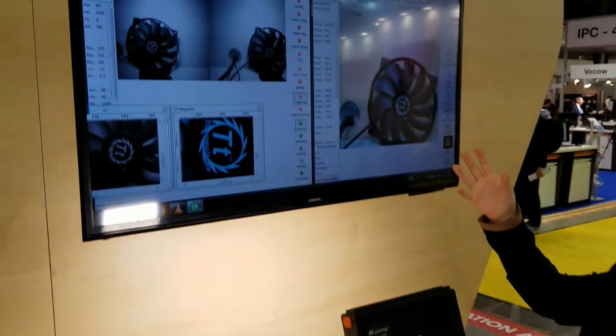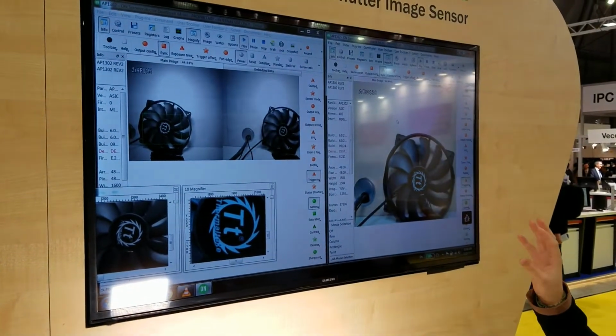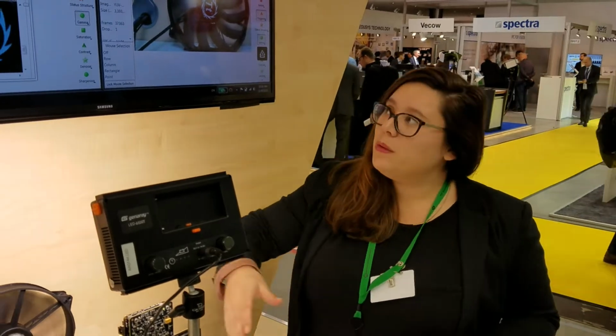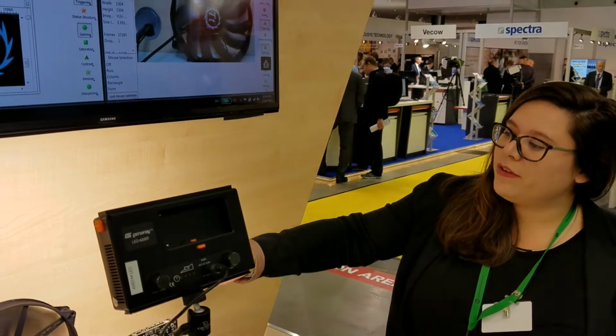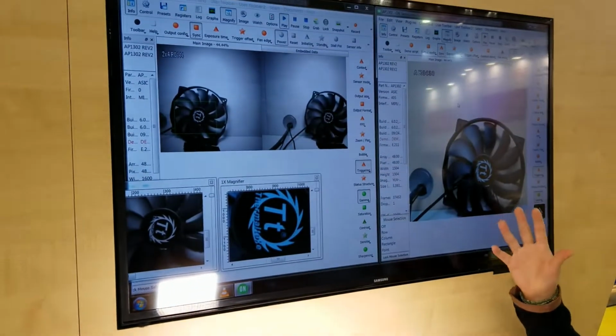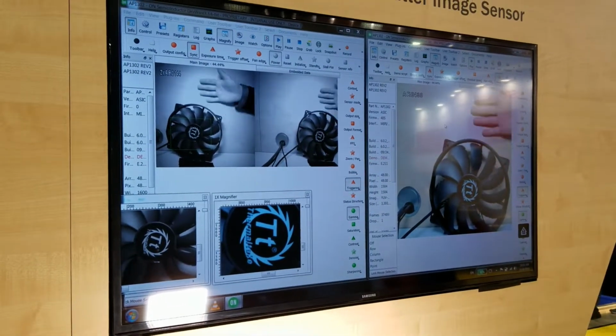And the good thing of this demonstration is that the three sensors are synchronized on the tachometer signal of the fan, meaning that you see the fan is moving, but here the picture seems to be still. But actually we are still live.